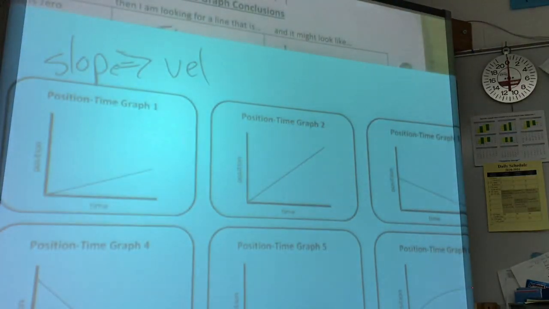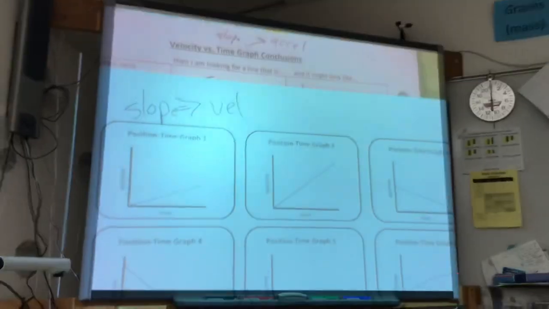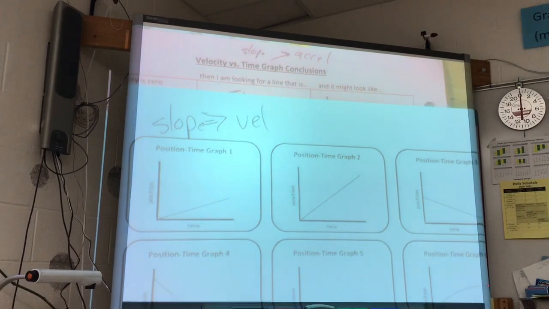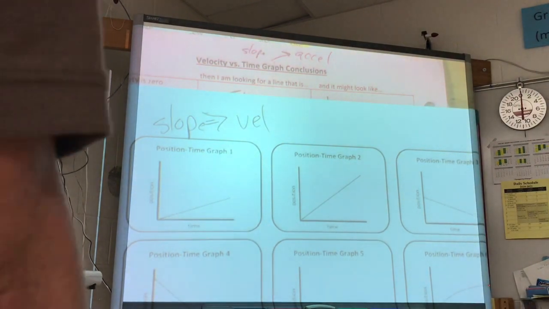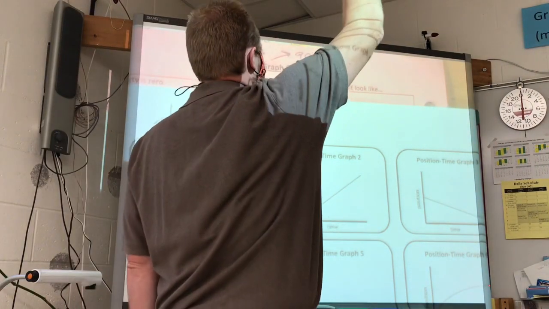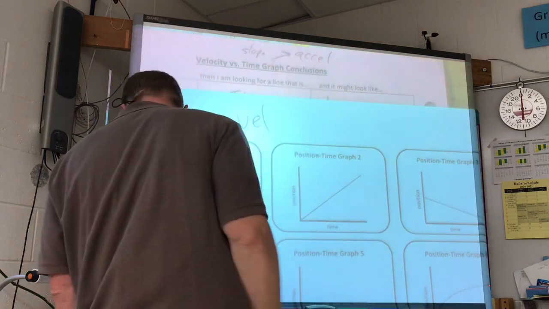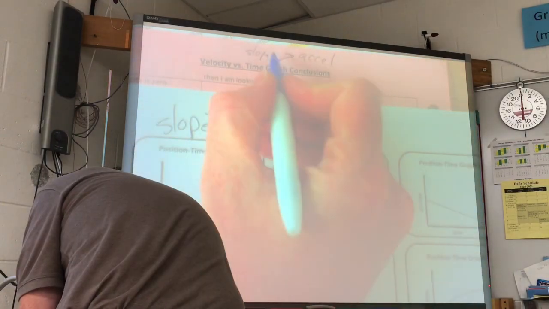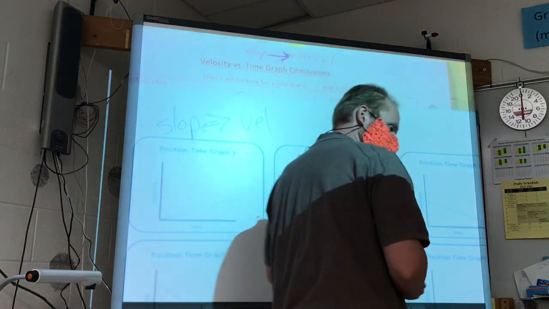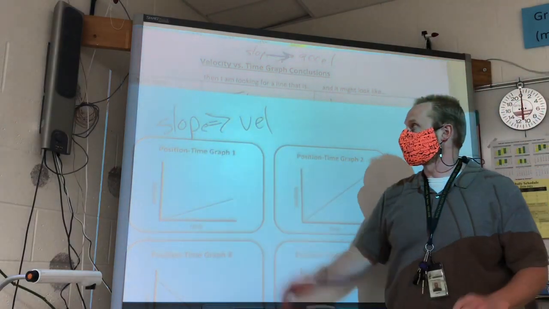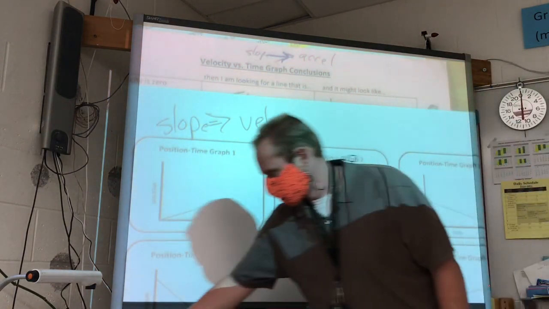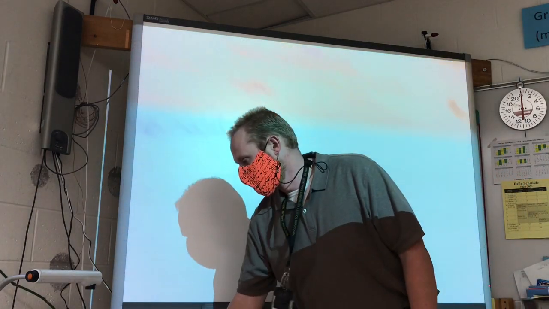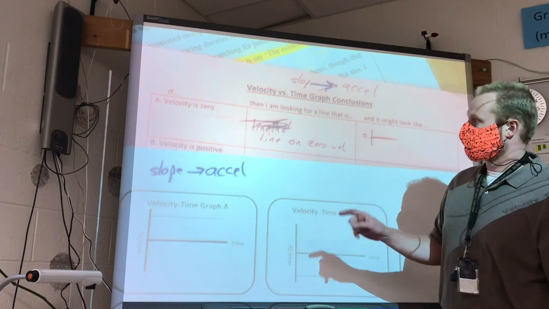Okay, so what I would suggest is right on the top of the velocity versus time graph, say slope, there should probably be an arrow. Slope gives us acceleration. Just like I did on top of the graphs themselves. Slope is going to tell me acceleration.